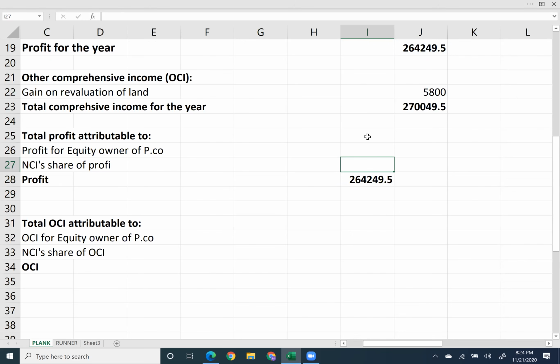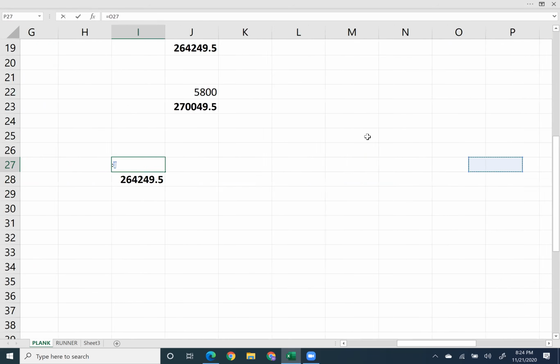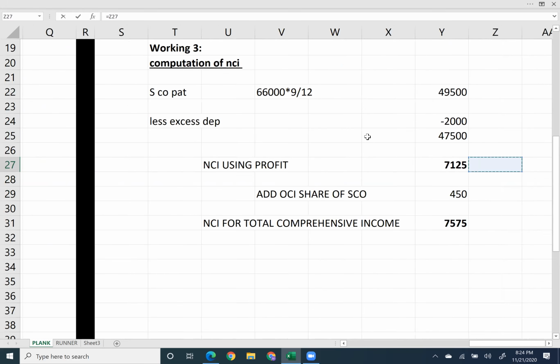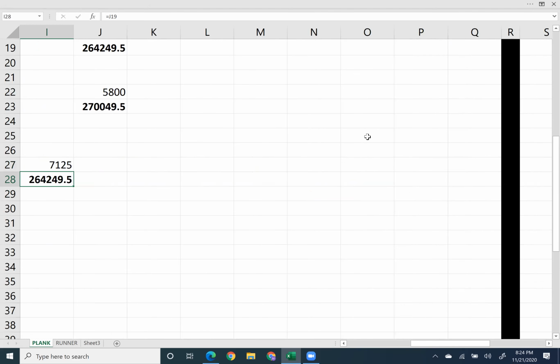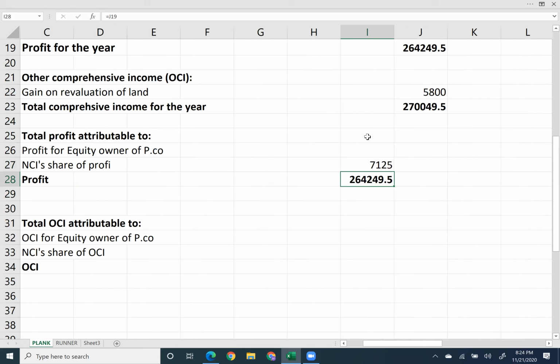Now what is the NCI share of profit? It's 7125. NCI share is 7125. Can you see? Now you have to calculate the parent company's share. Simple, this minus this.